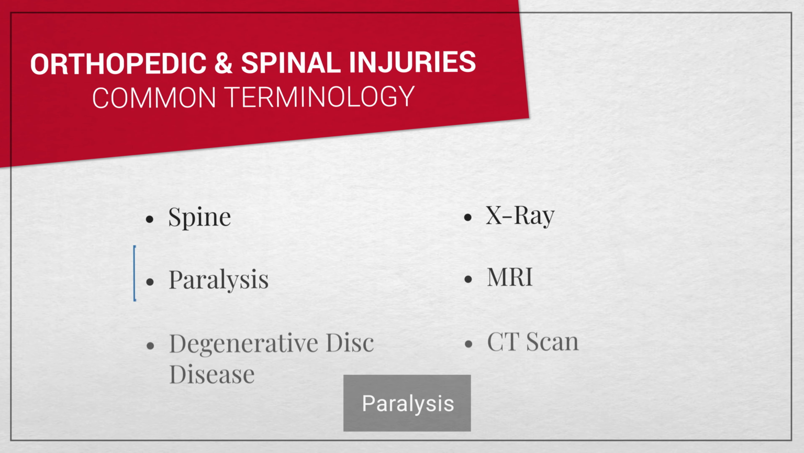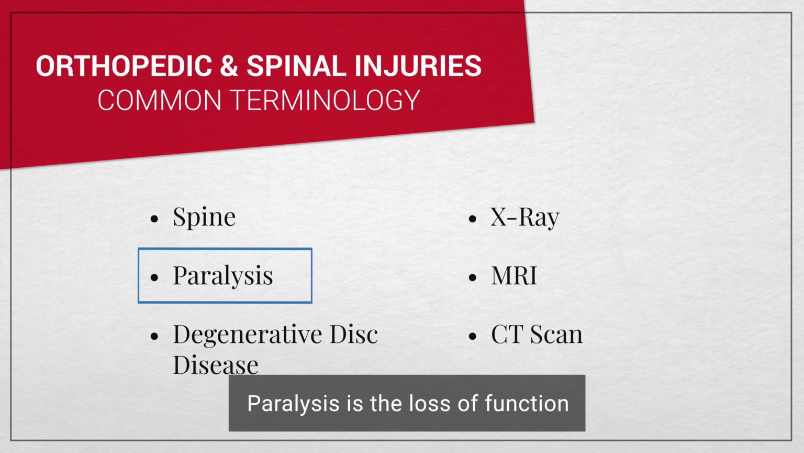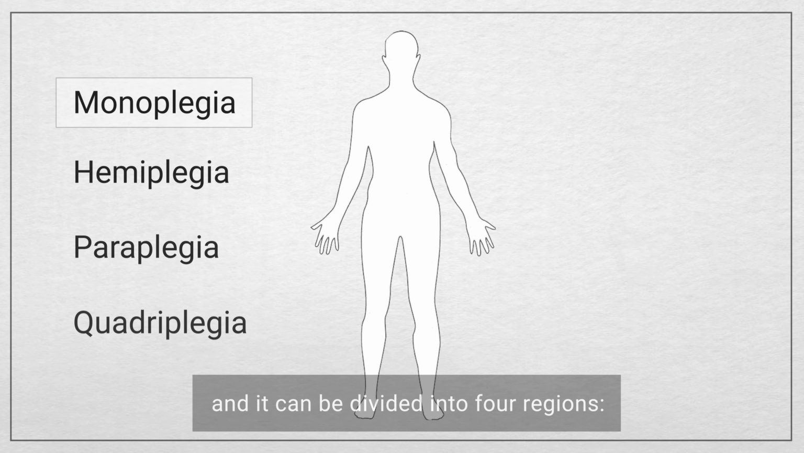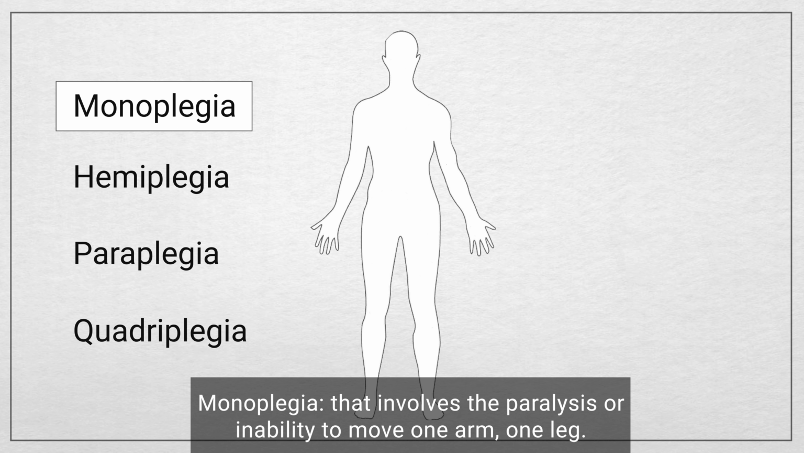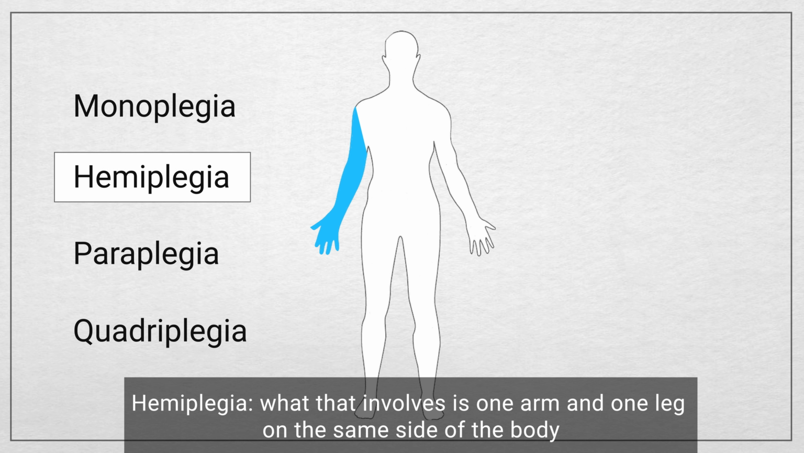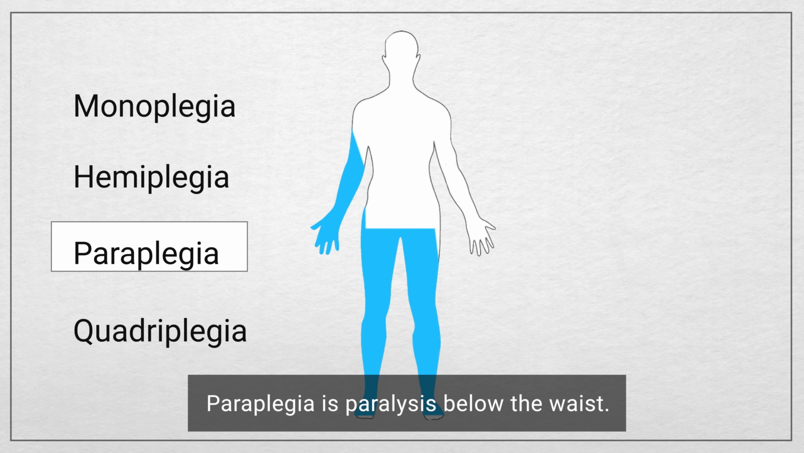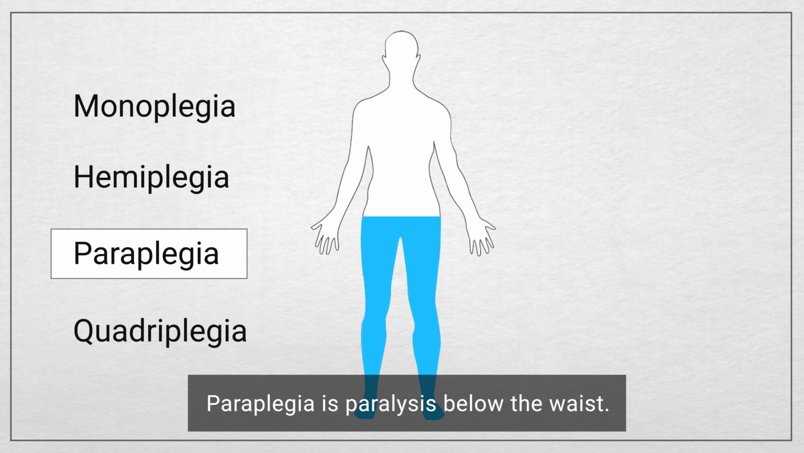records. Paralysis. Paralysis is a loss of function, and it can be divided into 4 regions. Monoplegia. That involves the paralysis or inability to move one arm, one leg. Hemiplegia. What that involves is one arm and one leg on the same side of the body, which can often result from a stroke.